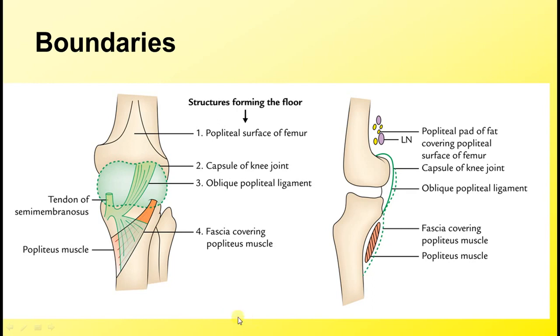So for the time being, we will come back to our popliteal fossa class. In this, the floor structures are mainly the tibial condyles and femoral condyles.